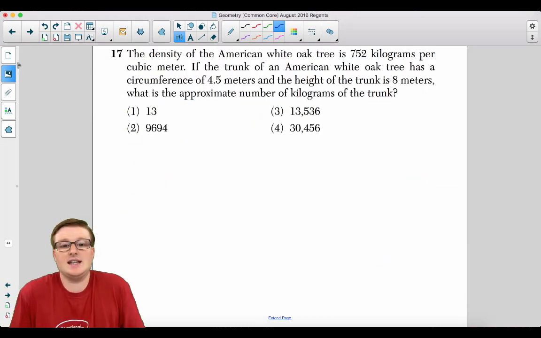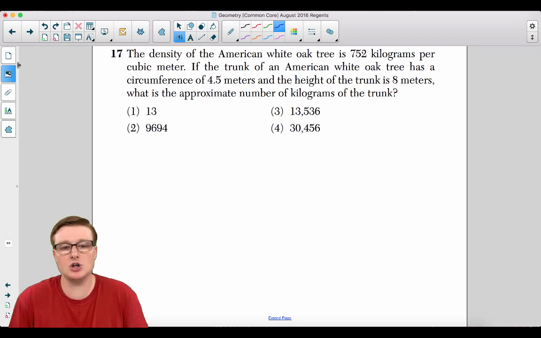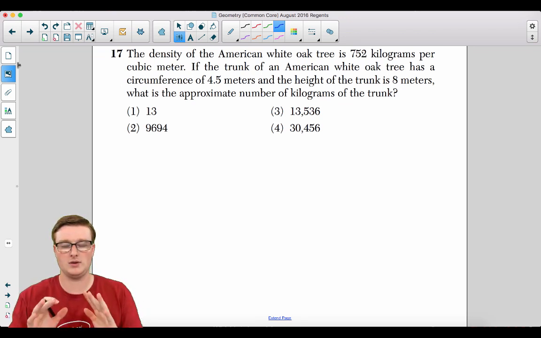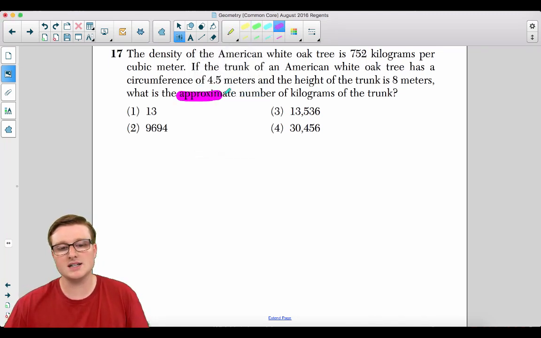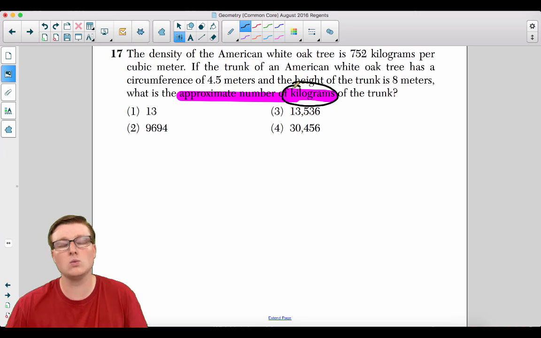All right, number 17. This is a good question. The density of the American white oak tree is 752 kilograms per cubic meter. If the trunk of an American white oak tree has a circumference of 4.5 meters and the height of the trunk is 8 meters, what is the approximate number of kilograms of the trunk? Okay, let's talk about this for a second. The question's asking the approximate number of kilograms. What is kilograms? What is that a unit of? Kilograms is a unit of weight.